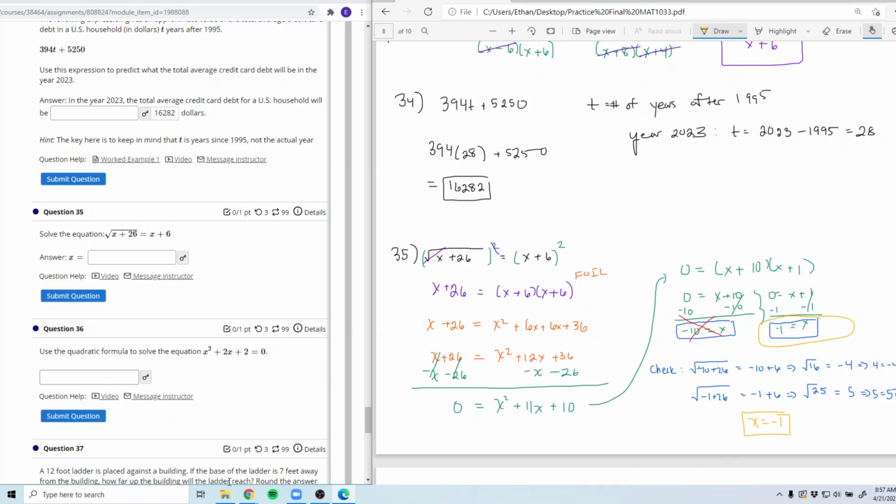Okay, a slightly added in wrinkle, but just be aware of that. Whenever you have a radical, you don't just get two answers. If you do get two answers, you do have to make sure you check them.